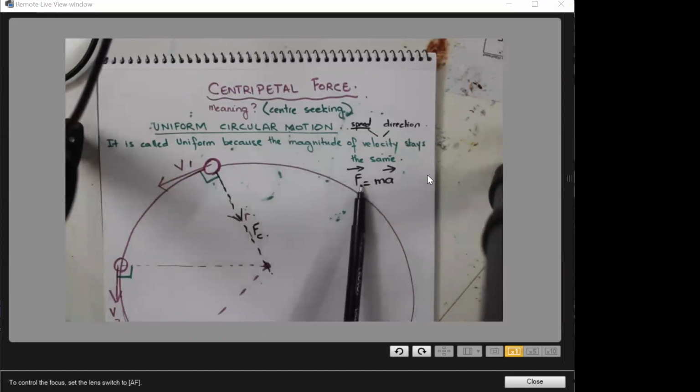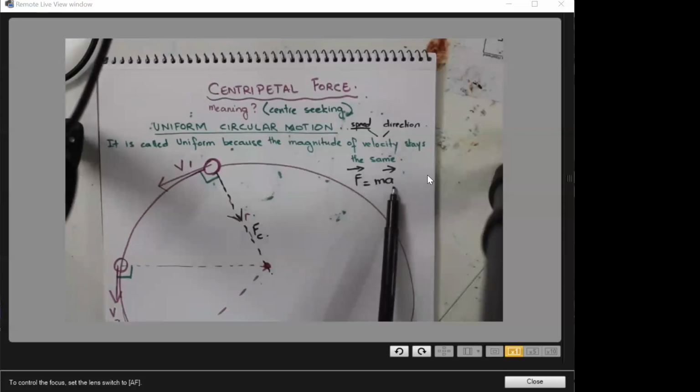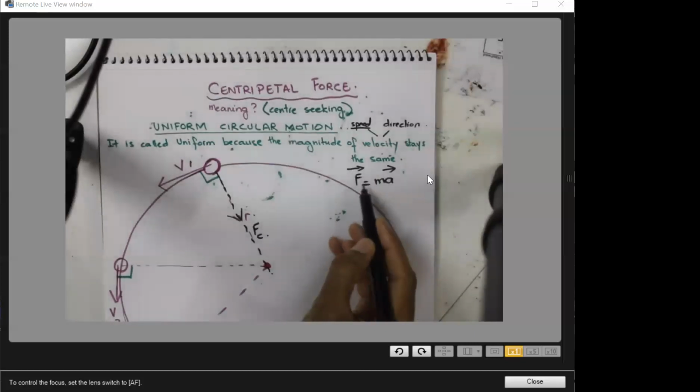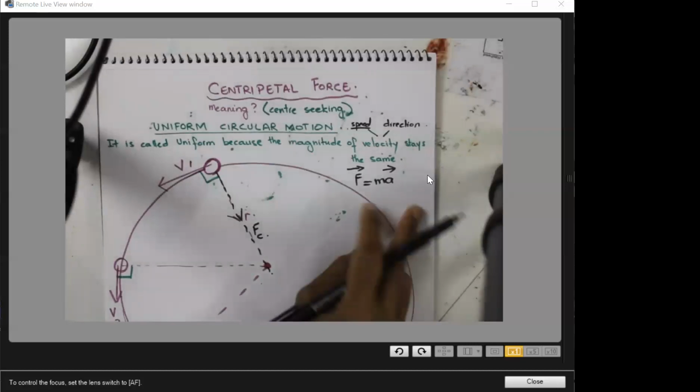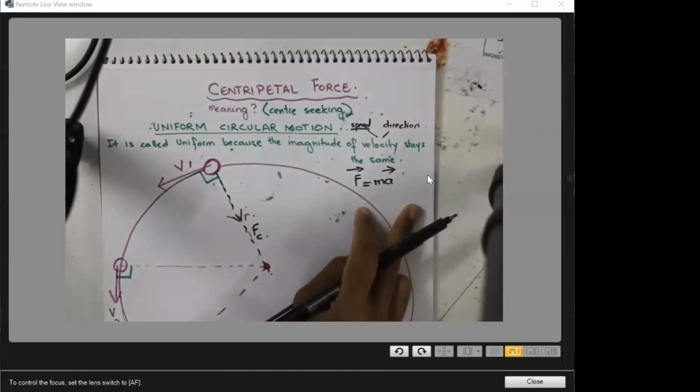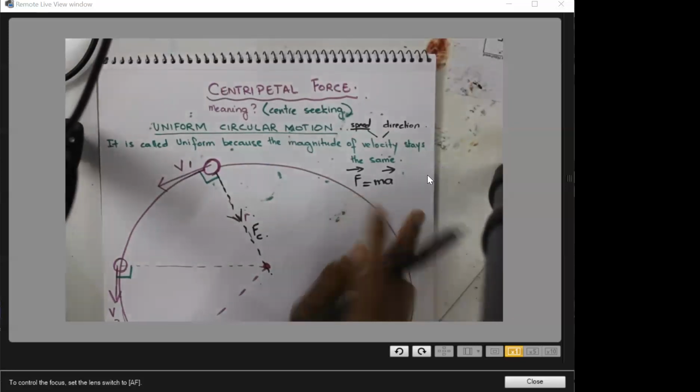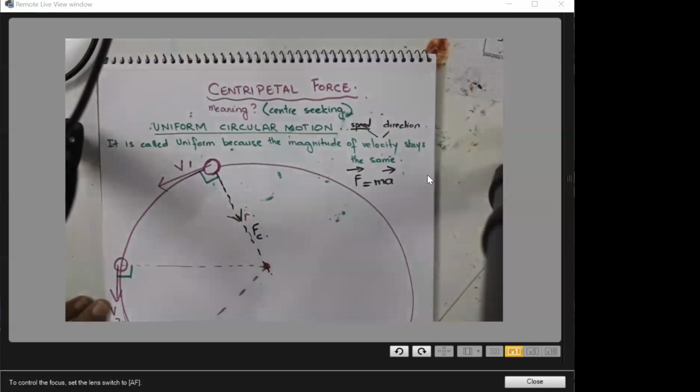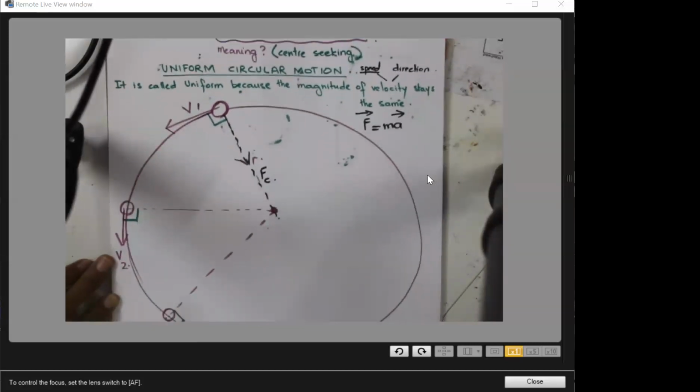So if the force is acting towards the center of the circle, then that means the acceleration also must be directed towards the center of the circle, because the acceleration and force, both of them are in the same direction. Remember, when you have vectors on both sides of the equation, they should be in the same direction. Otherwise, this equation is not valid, meaning they are not equal to each other. When you're dealing with vectors, they have to be in the same direction if they are part of the same equation.